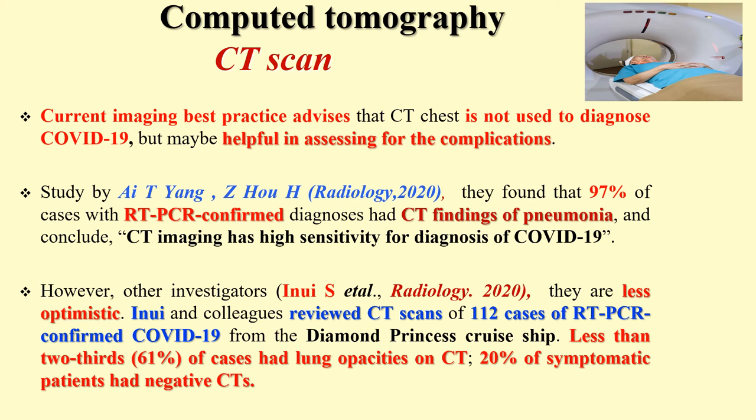And what they found was that less than two-thirds, which is 61% of cases, had lung opacity on CT scan. However, 20% of symptomatic patients with coronavirus COVID-19 had a negative CT scan. So it means that CT scan missed the diagnosis of infection with coronavirus COVID-19 in 20% of symptomatic patients. So that's why they came to the conclusion that you cannot use CT scan to establish a diagnosis of infection with coronavirus COVID-19. However, it's up to you, and we will also see future research on the possibility of using CT scan for the diagnosis of coronavirus COVID-19.